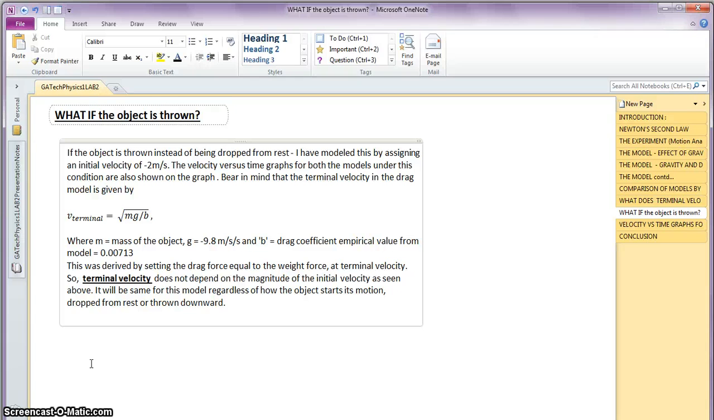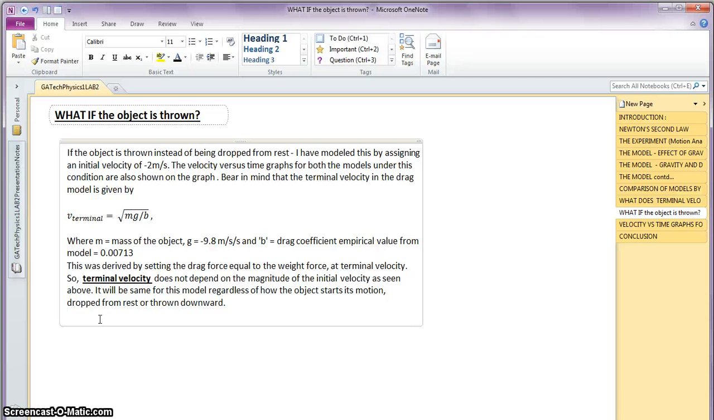If the object is thrown instead of being dropped from rest, I model this by assigning an initial velocity of -2 meters per second. The velocity versus time graphs for both the models under this condition are shown in the graph that will follow. I used the model where V terminal is derived by setting the weight force equal to the drag force. And we can observe from this formula derived here that the terminal velocity does not depend on the magnitude of the initial velocity as seen.